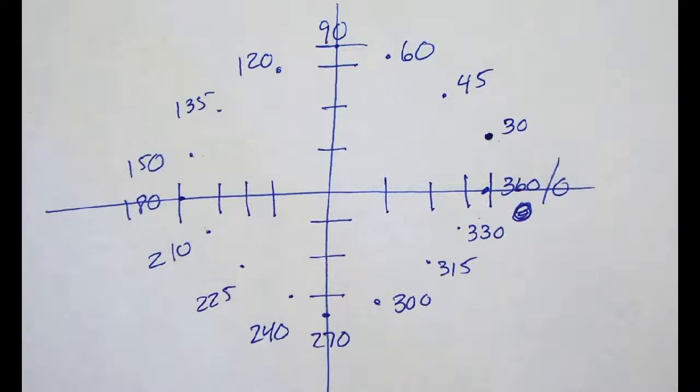All right, the next thing is pi is equal to 180 degrees. I'll show you where it comes from. What's the formula for circumference of a circle?